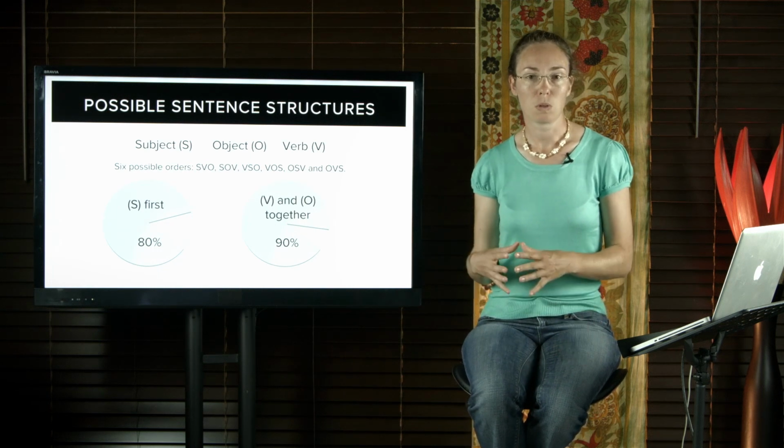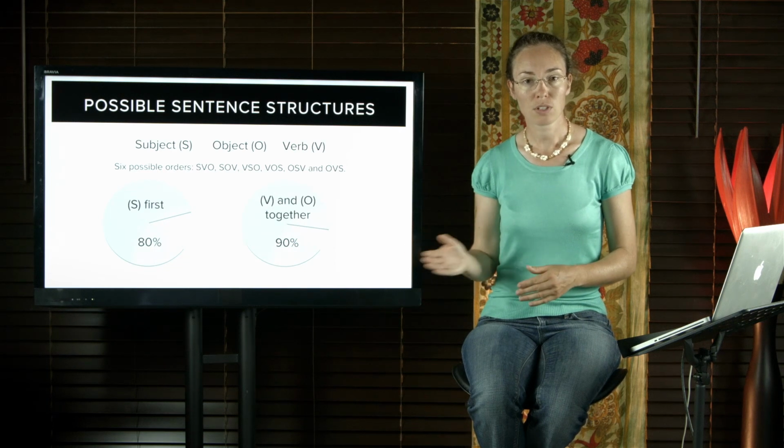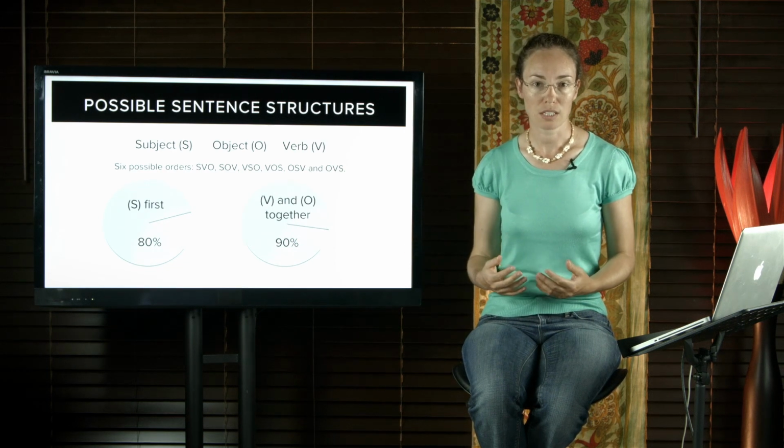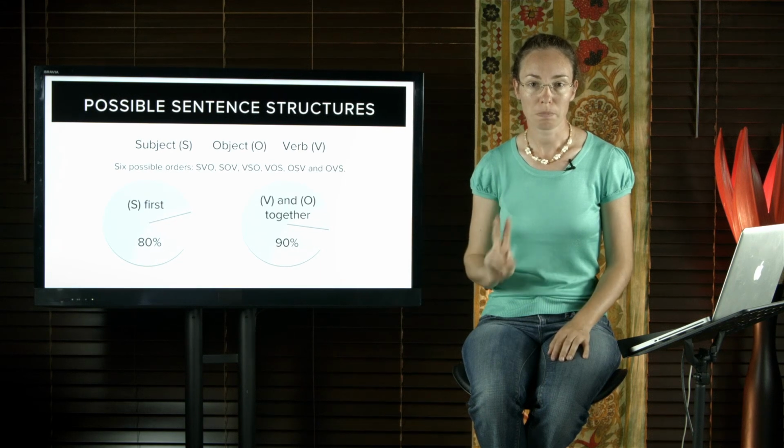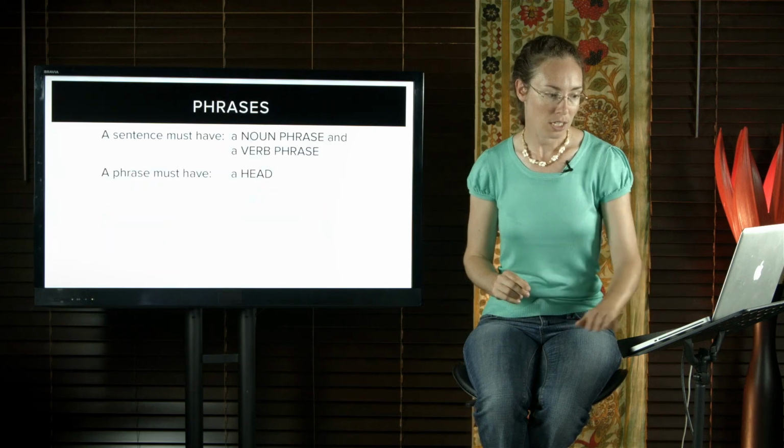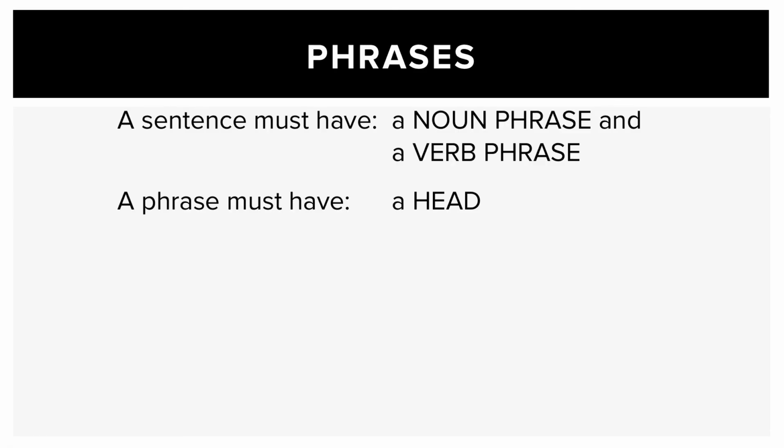Sentences are made up of smaller phrases. There are several different types of phrase that can be used in a sentence, but the two phrases which must be used in a sentence for it to make sense are a noun phrase and a verb phrase.